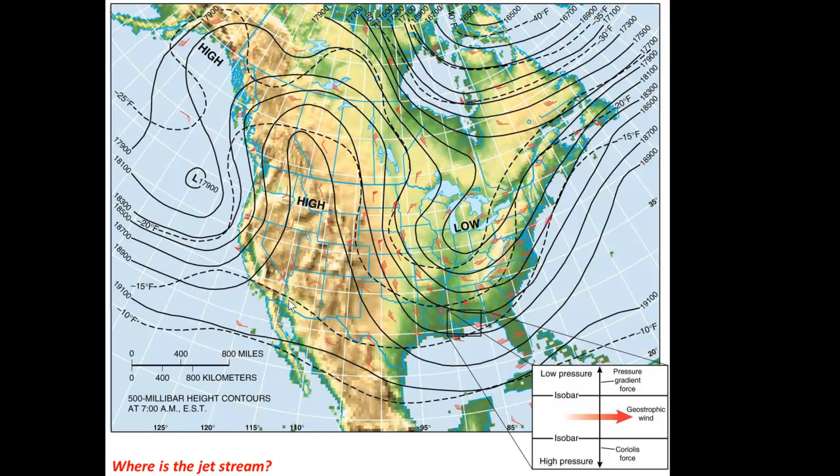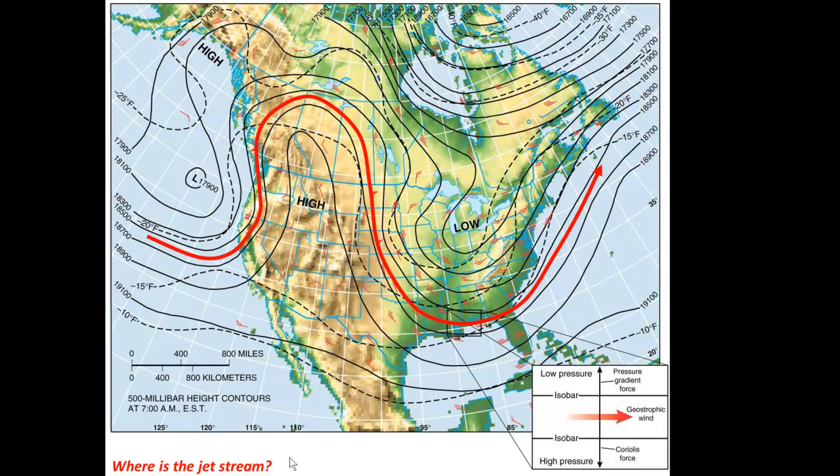Let's look at the weather map. Here's a weather map, right? And what we have on this weather map, again, it shows us where the high pressure is located, shows us where the low pressure is located. And these black lines are the isobars. And I'm going to pose the question to you now, where's the jet stream?